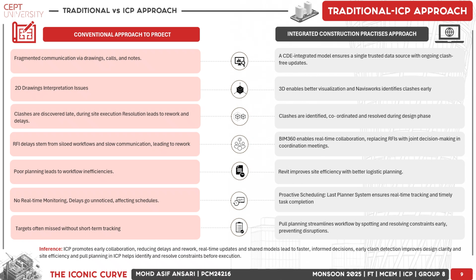For the Iconic Curve, we compared the traditional construction workflow with the ICP approach using BIM-based collaboration. Traditionally, communication is fragmented through drawings and emails, causing interpretation issues, late clash discovery, and RFI delays. Under ICP, a common data environment integrated model provides a single source repository with live updates, while 3D and Navisworks enable early clash detection during design, reducing rework and delays.